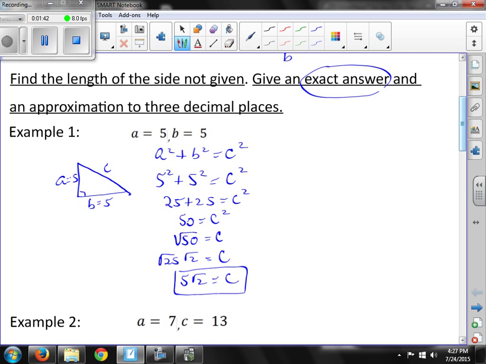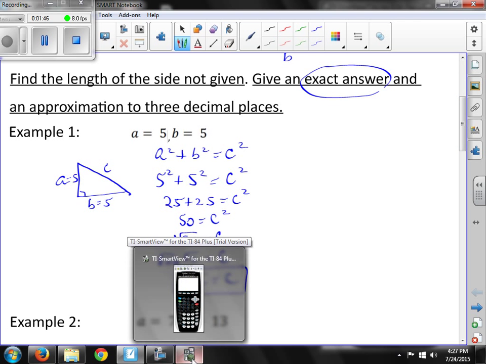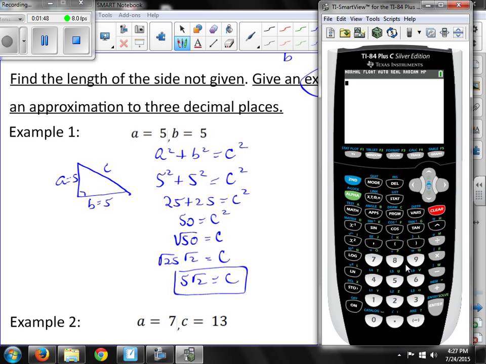Now when you want to give the answer to 3 decimal places, you can put in the square root of 50 or you can put in 5 square roots of 2. You'll get the same thing. I think I will put in the 5 square roots of 2. Whoops, that wasn't right. 5 square roots of 2.